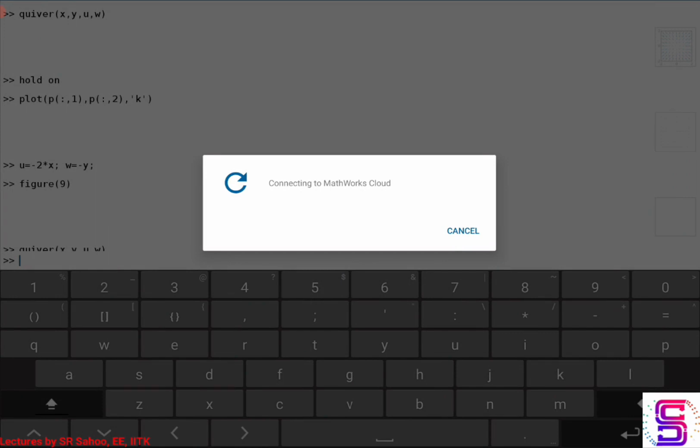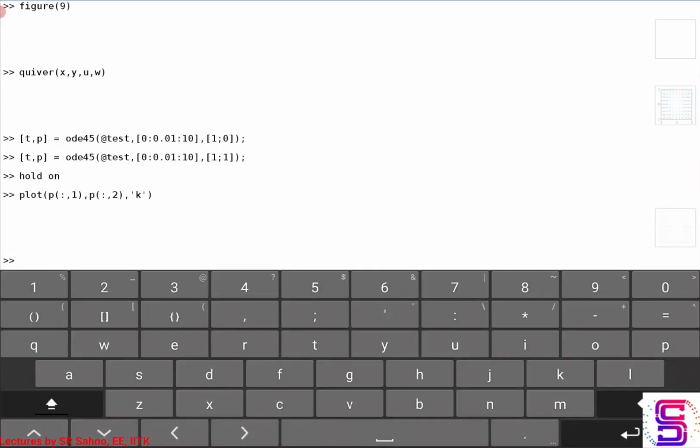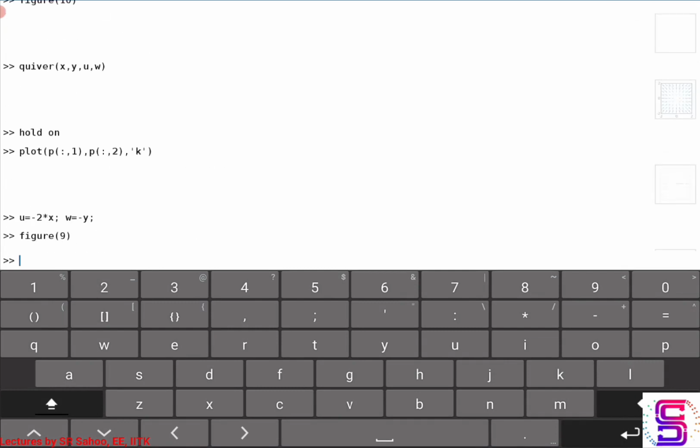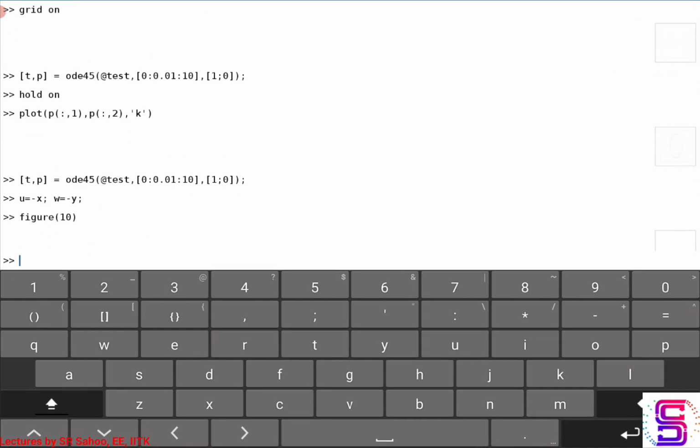Just give me a minute now because it is connecting to the MathWorks. Okay, so I think we are connected.